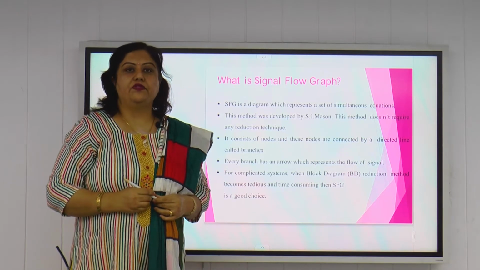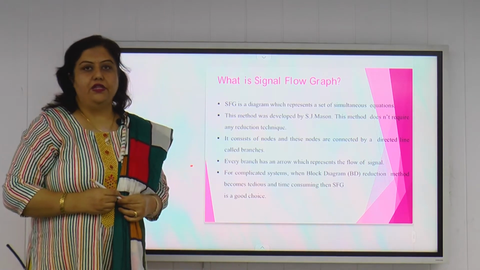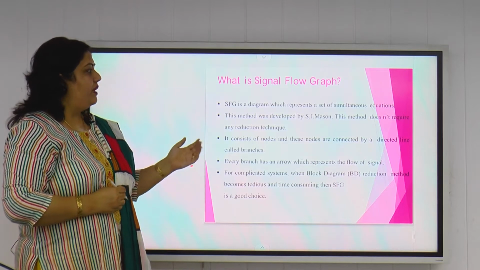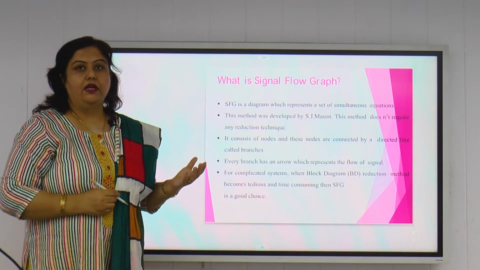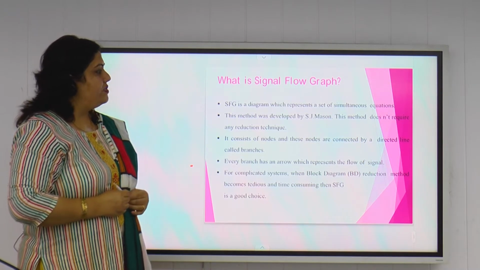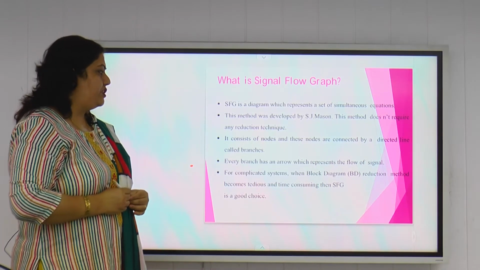So to find the transfer function of a complex control system, we have two methods. One is block diagram reduction technique, another is signal flow graph. Signal flow graph is a diagram which represents the set of simultaneous equations that explain the dynamics of any control system. This method was developed by S.J. Mason. This method does not require any reduction technique.